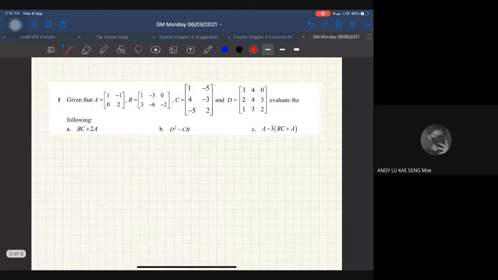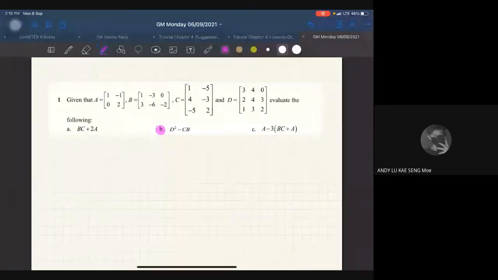Okay, so soalan pertama, saya tunjukkan satu contoh je dulu. Saya nak tunjukkan contoh yang kedua lah. This one. Okay, so kat situ soalan cakap dia bagi kita given that A is a matrix, okay. So B pun matrix, C and also D, okay. So dia dah bagi kita matrix A, B, C and also D. Okay, and then dia suruh kita find D squared minus CB.